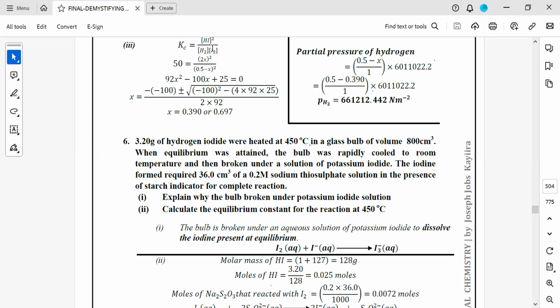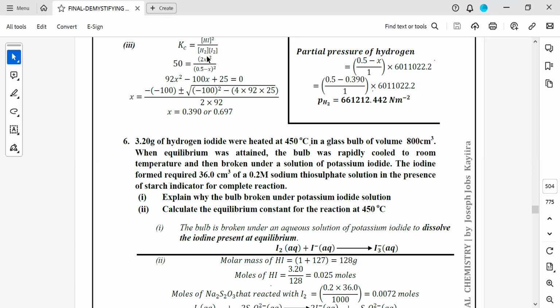Okay, like I was saying, assuming I answer that question in this way, that the tube is broken in potassium iodide solution, so as to stop the reaction and fix the equilibrium such that the equilibrium does not adjust itself to the equilibrium value at a lower temperature. Can it make some sense?